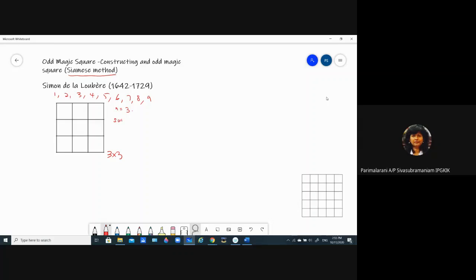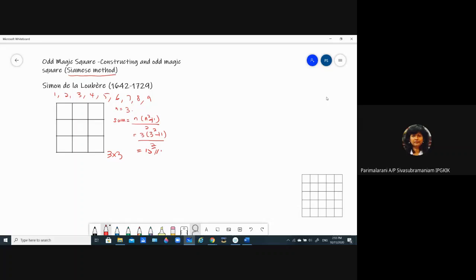So to calculate the sum, the magic constant, we are going to use the formula n into n squared plus 1 divided by 2. So this is 3 into 3 squared plus 1 divided by 2. How much do we get here? 15, right? So we know our magic constant for this 3 by 3 square is 15. That means the sum of each row, each column, and each diagonal should give us 15 once we put the numbers into this square.